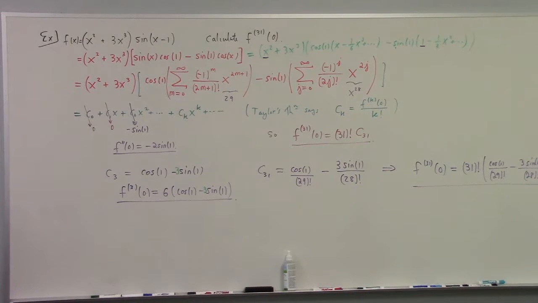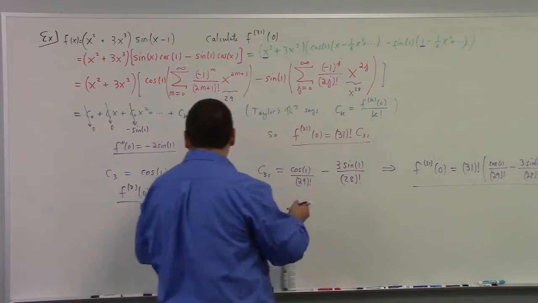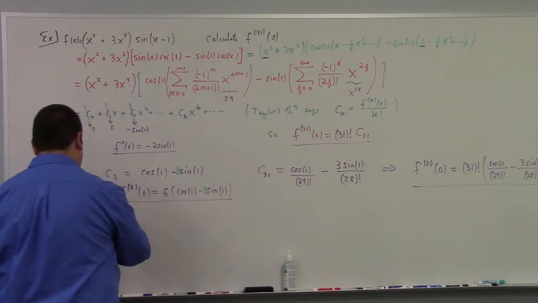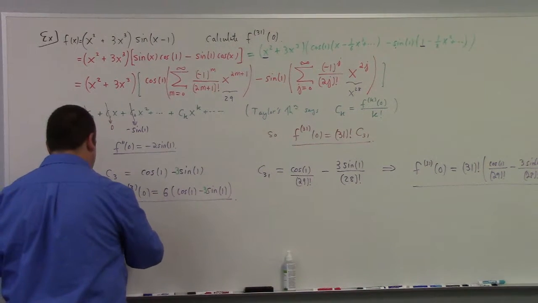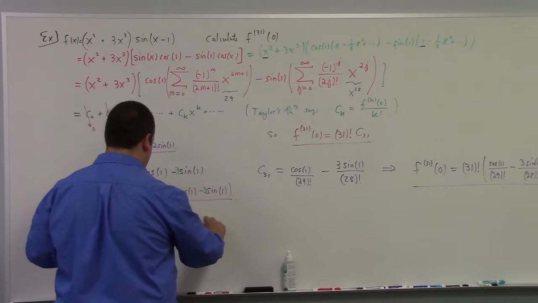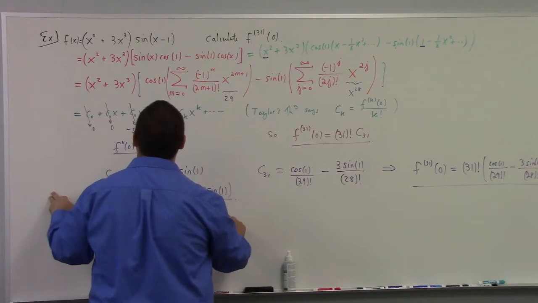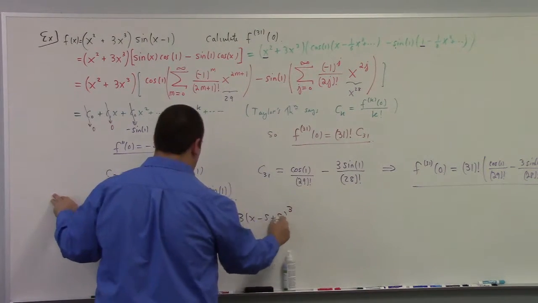Any questions? Would our process change at all if we were still trying to calculate f31 at 5? Oh yeah, if we were trying to calculate the 31st derivative at 5, that's a much nastier problem. To do that, I would do something personally like this. I would do x minus 5 plus 5 quantity squared plus 3 times x minus 5 plus 5 quantity cubed.